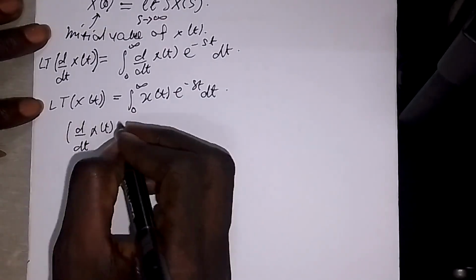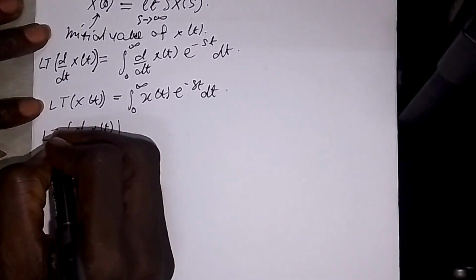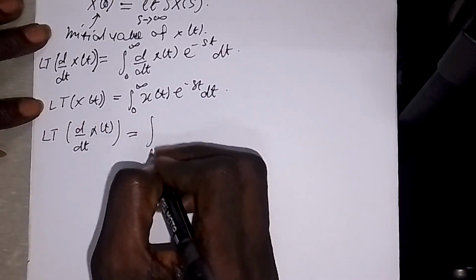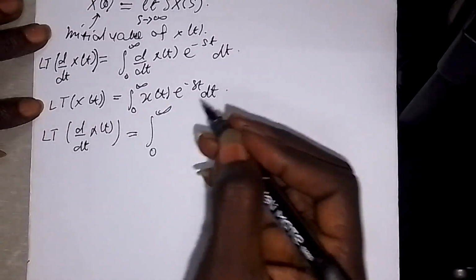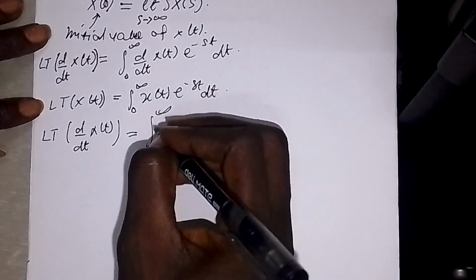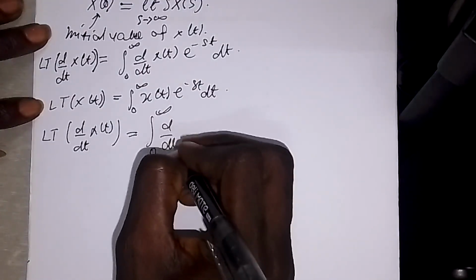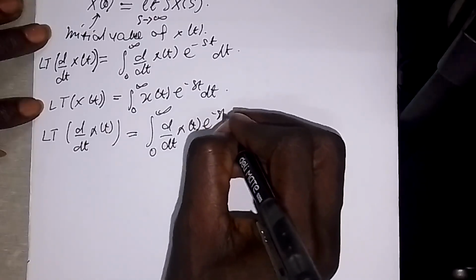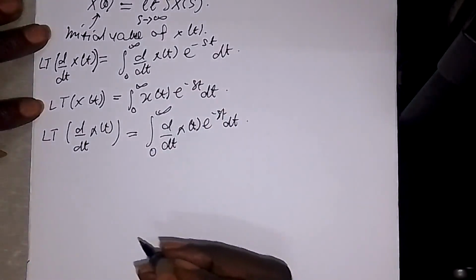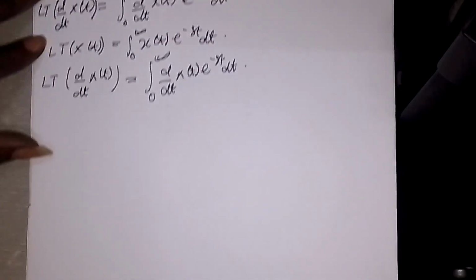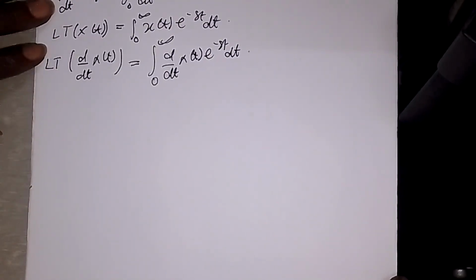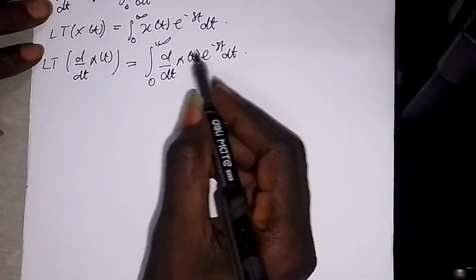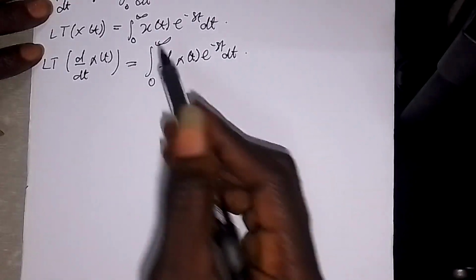So now I want to find the Laplace transform for this one. Then it will be equals to, I'm writing 0 to infinity because of the initial value theorem. Here d of dt into x of t into e minus st dt. Okay, so this is what I'll have. So now to deal with this one, I just have to differentiate and then introduce my limit.